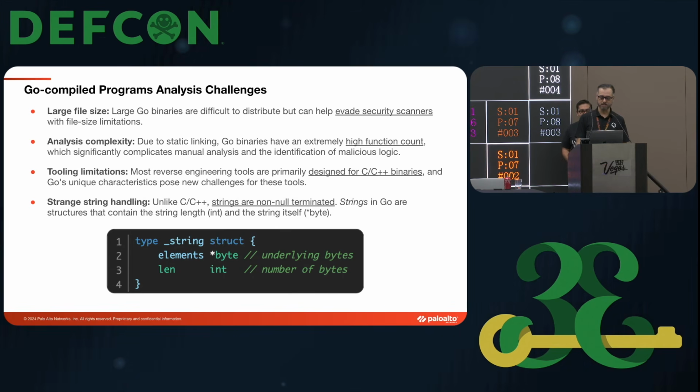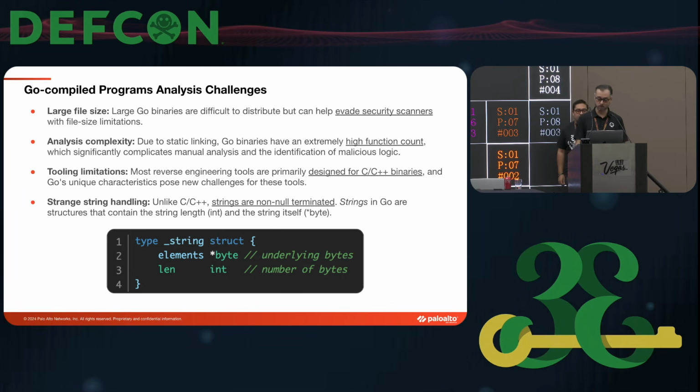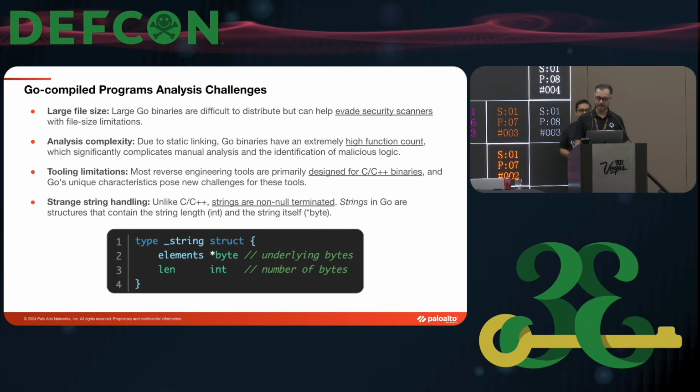Finally, we have the string handling. Unlike C and C++, where you are pretty much dealing with strings that are null terminated, in Go strings we have a specific structure, which is a pointer counting the byte elements of the array, and at the same time we also have the length of the byte array. So in this case, we are dealing with two different things at the same time.